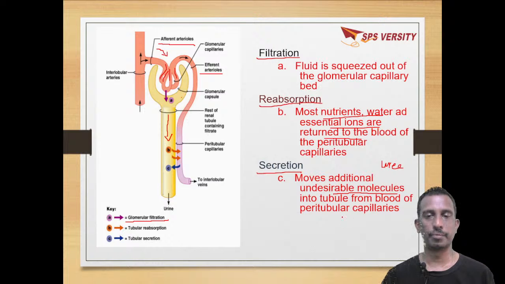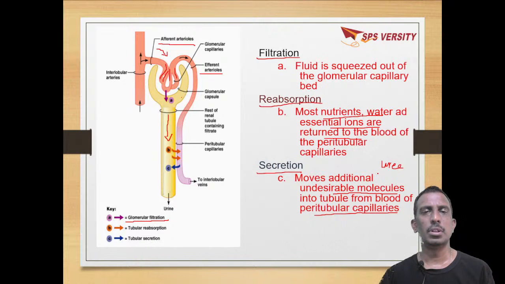Secretion takes place from the peritubular capillaries. So in the nephron, filtration, reabsorption and secretion take place in a sequential manner. That is, glomerular filtration, tubular reabsorption and tubular secretion. So these are the three key functions taking place in the nephron: glomerular filtration, tubular reabsorption and tubular secretion.